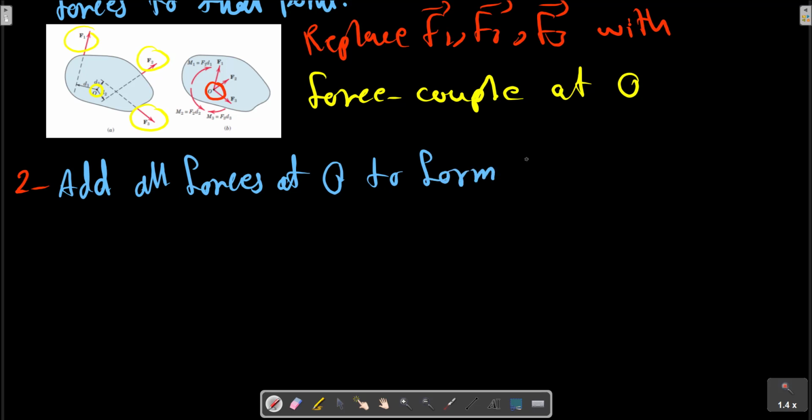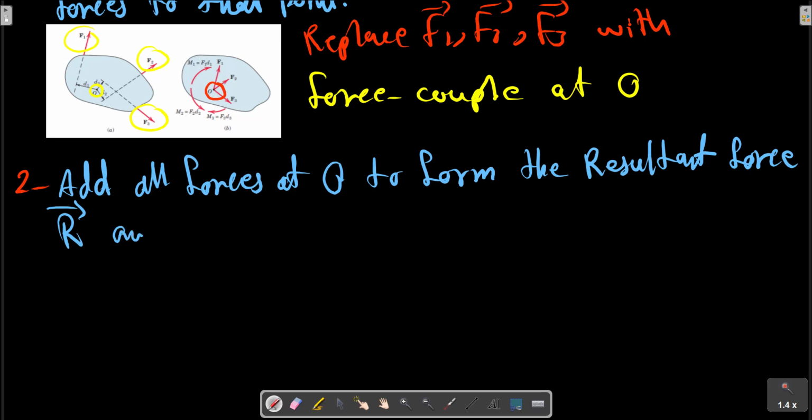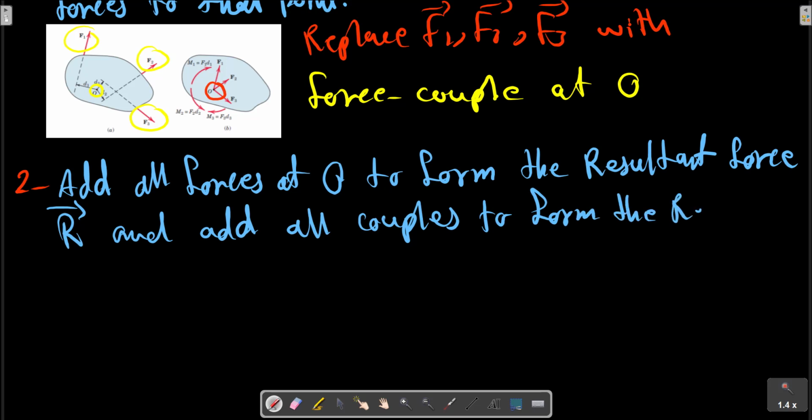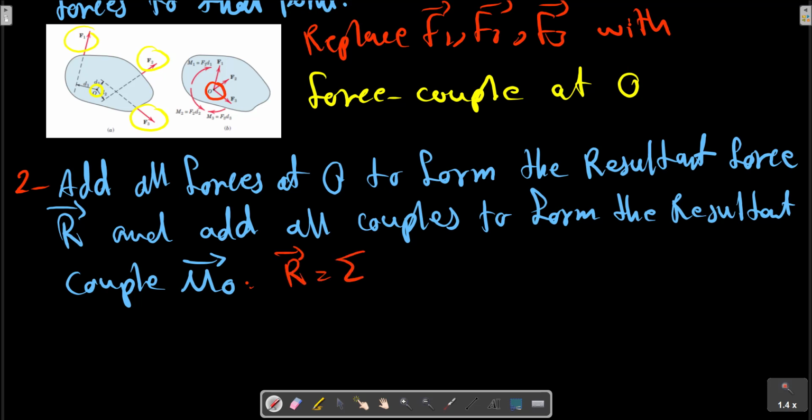To form the resultant force R, and add all couples to form the resultant couple MO, we now have the single force-couple as shown in this picture: R equals sigma F and MO equals sigma M.